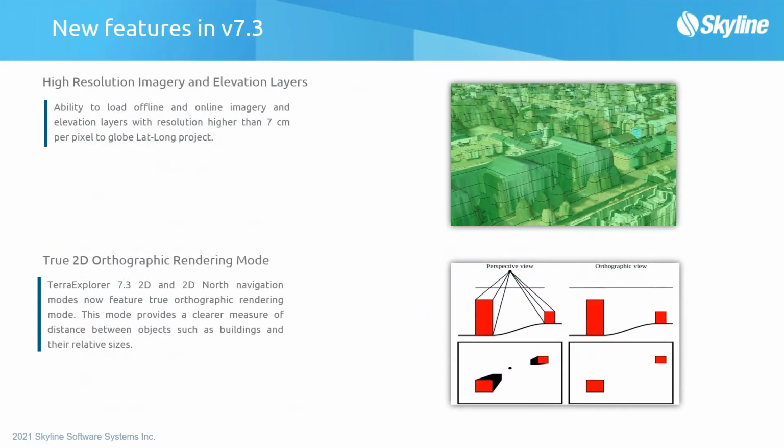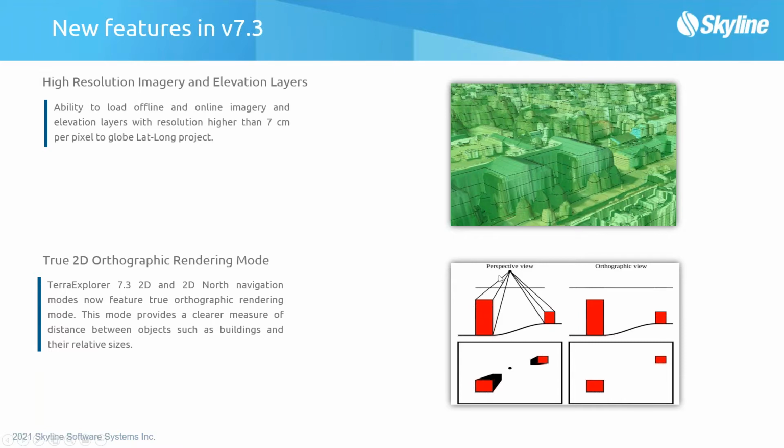So to go over the first one, the high resolution imagery and elevation layers. As we said, the limitation used to be 7 centimeters. Now it's closer to 0.5 millimeter. And the 2D true orthographic rendering mode.